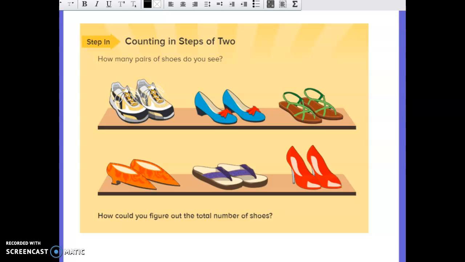Okay, now let's look at counting in steps of 2. So our last one, guys, we're skip counting by 2. How many pairs of shoes do you see? Well, there's 1, 2, 3, 4, 5, 6. So there's 6 pairs. How could you figure out the total number of shoes? Well, I can skip count by 2. So think about your number track. We have 2, 4, 6, 8, 10, 12. So I'm skip counting by 2s.